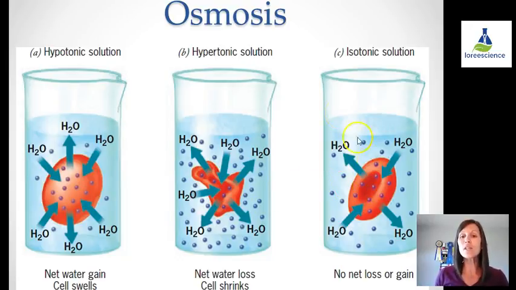Now, if we lastly take a look at this isotonic solution. So iso meaning same or similar. So this solution has the same or a similar concentration to the inside of that cell. So in this case, you have water moving both in and out, but there is no net loss or gain of water. Right? It is already in equilibrium.